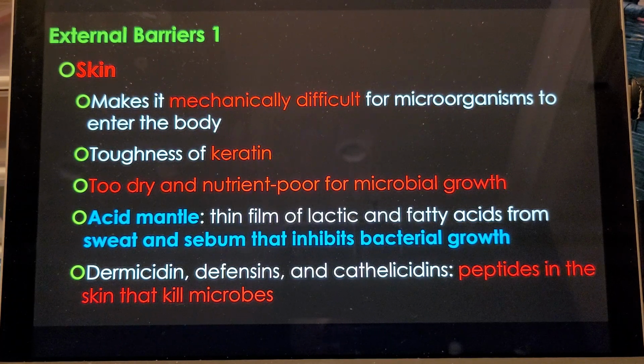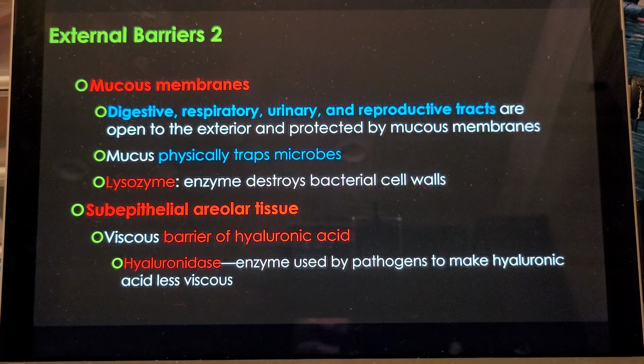Also on your skin, you have what's called the acid mantle. So that is sweat and sebum, so oil. That's also going to inhibit bacterial growth. And inside your skin, you have dermacidin, defensins, and cathelicidins. Those are small chain peptides, so proteins that will kill off microbes.